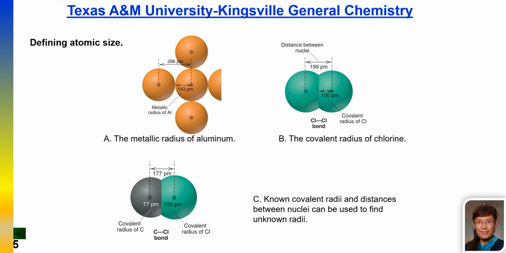And today we are going to start something new. We start the periodicity of three different atomic properties: atomic size, also called atomic radius, the ionization energy, and also electron affinity. First of all, let's find what the atomic size is. Atomic size is also called atomic radius.